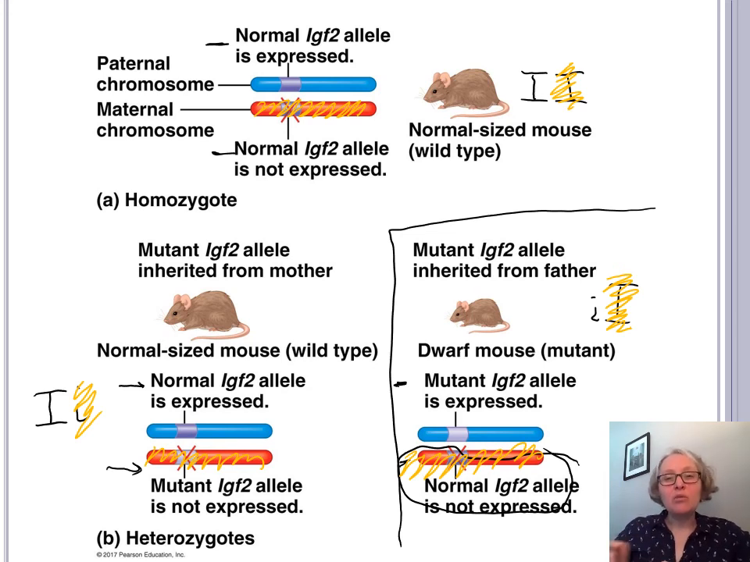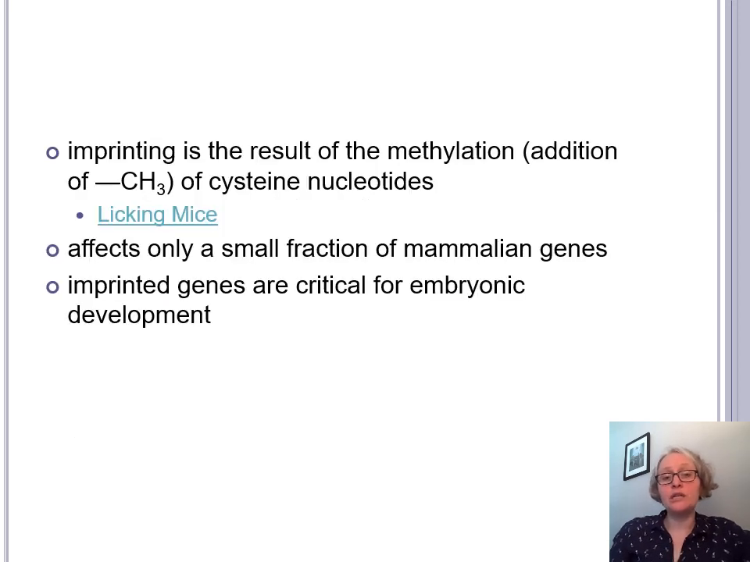Again, note that we can't really use normal dominant recessive anymore to talk about this. We're just looking at which parent gave this particular gene. Imprinting is the result of methylation, the result of adding methyl groups. Oh, there it is, one of our functional groups. Adding methyl groups to DNA can cause this DNA to be turned off in these situations. This really only affects a small fraction of mammalian genes, but these are really important genes for embryonic development.